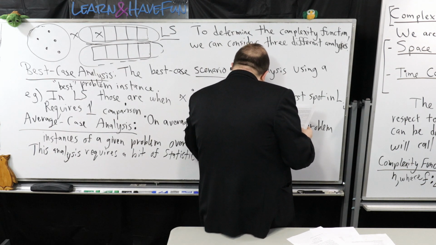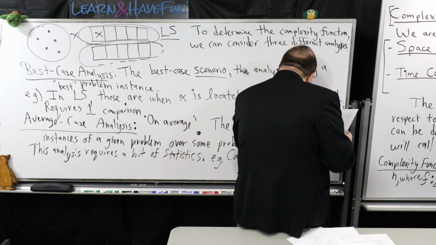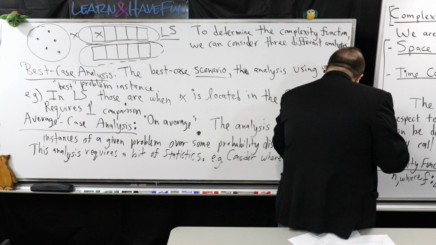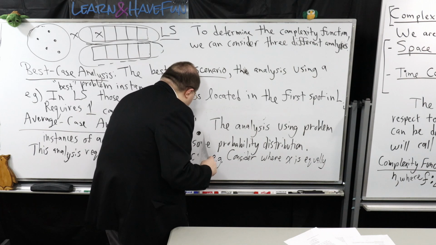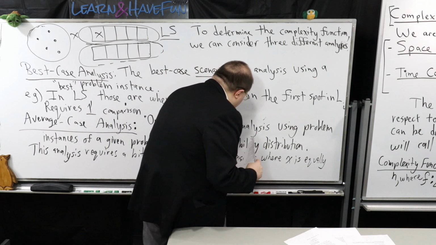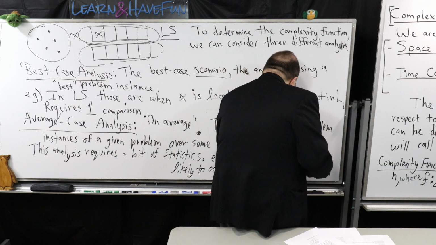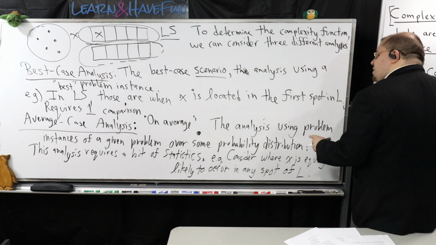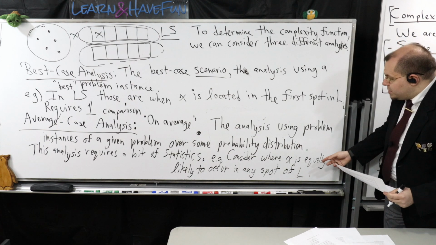So just as an example, you can consider where X is equally likely to occur in any spot of L. So if you consider this probability distribution, keep in mind the way that you would define this is that there's going to be a set of instances.